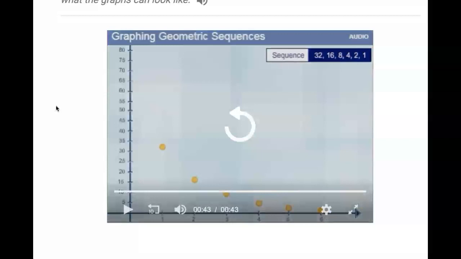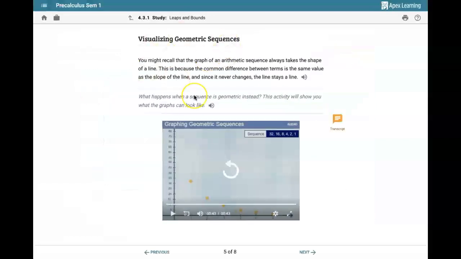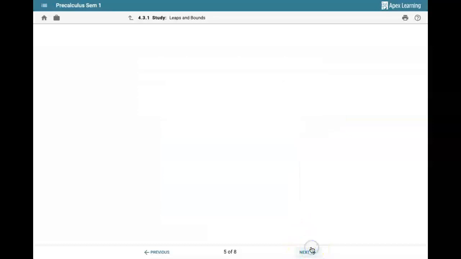Okay, so that would be how we could visualize it. And obviously we're going to work later on actually plotting the specific points and making sure that we understand how to manipulate them. But in general, that's the shape of a geometric sequence.